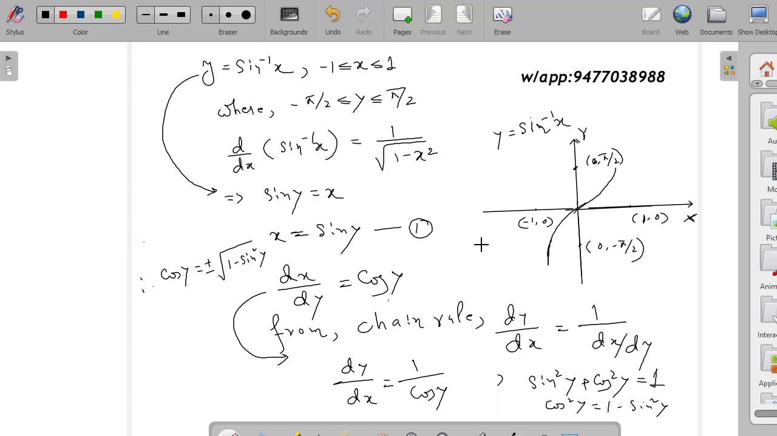Moreover, we can see that when our y value moves from -π/2 to π/2, then cos y moves from 0 to 1. That we can check with the help of the graph also.